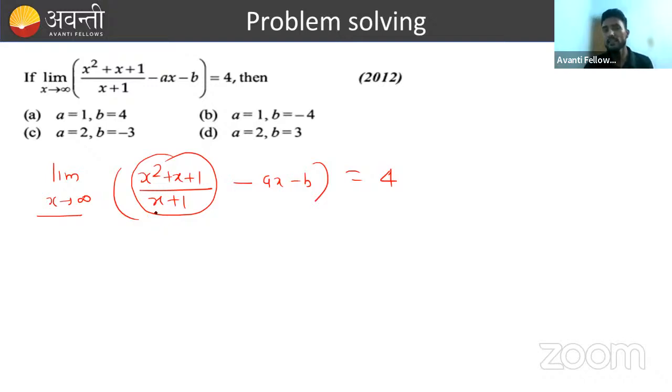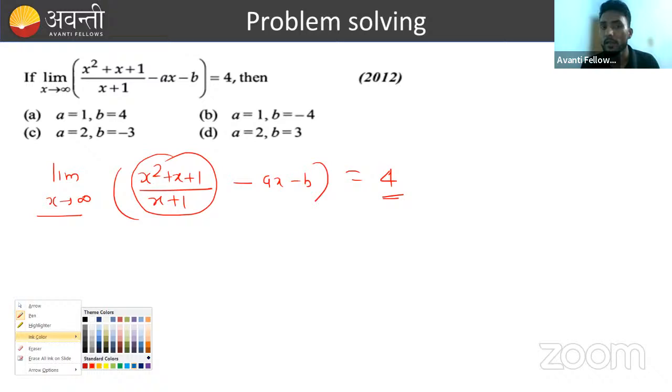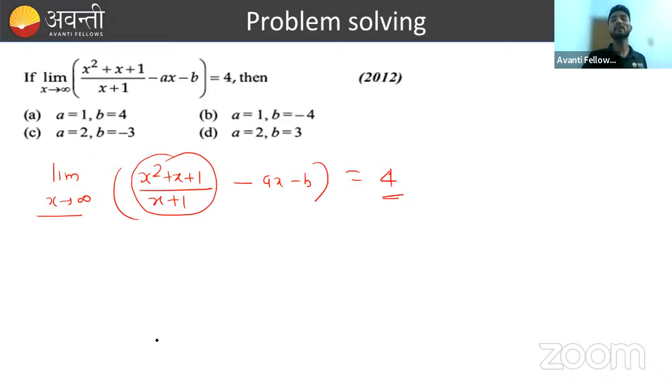The answer will be infinity, but here they have given 4. It means there is some problem, right? We have to make it in such a way that it won't be infinity. There is a clear statement that if the degree of x square plus x plus 1 is greater in the numerator, then it will give an infinite value. So the problem arises. So what we have to do, we have seen, is the minus ax minus b.